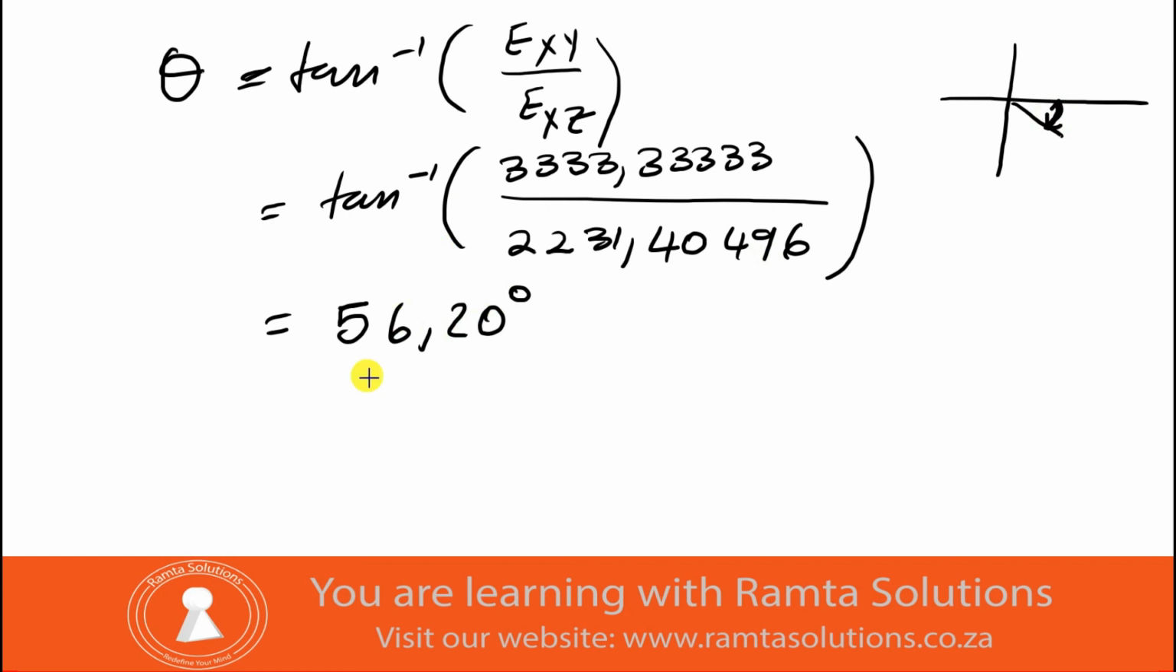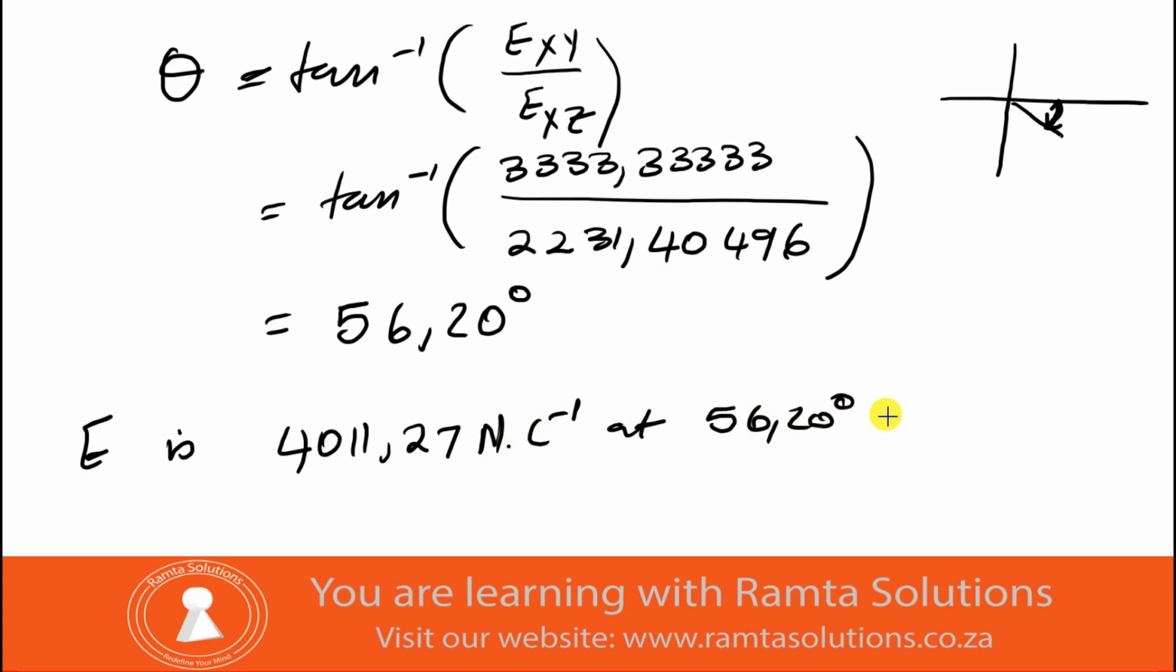So I was saying, sometimes if you don't feel comfortable leaving it here, you can say E is, I think we said, 4,011,27 Newton per Coulomb at 56,20 degrees to the horizontal, right? To the horizontal axis. It's okay to leave it like this. However, do also note that your angle is here.